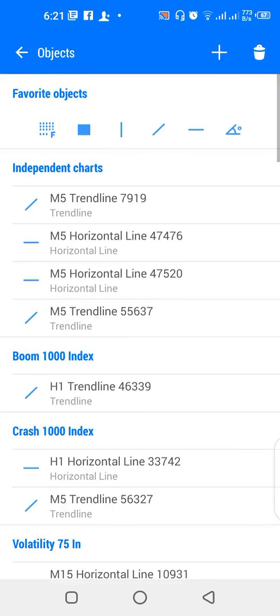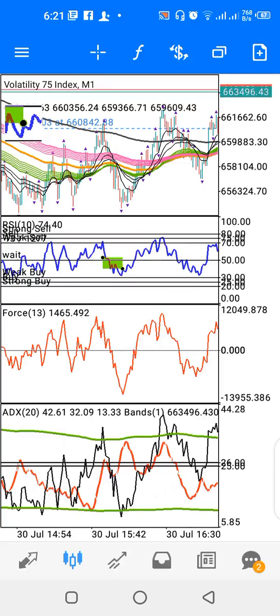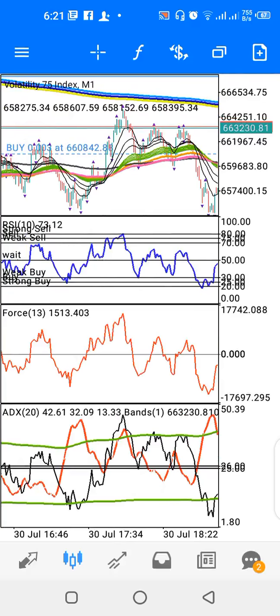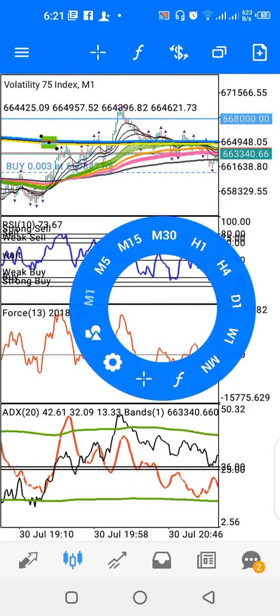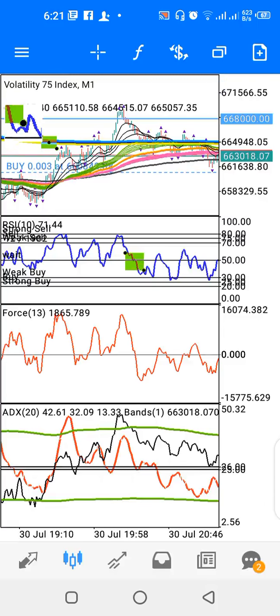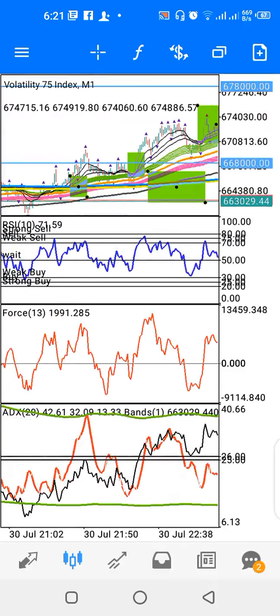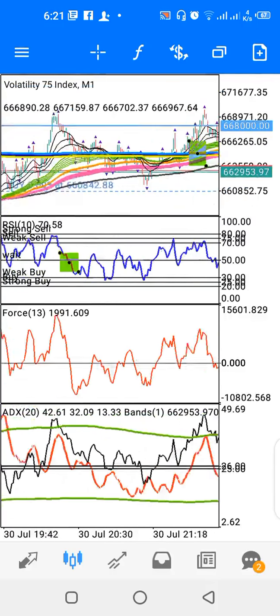And then you sell when it crosses below the midline. You buy when it crosses above. You sell when it crosses below. So that's the way it works.